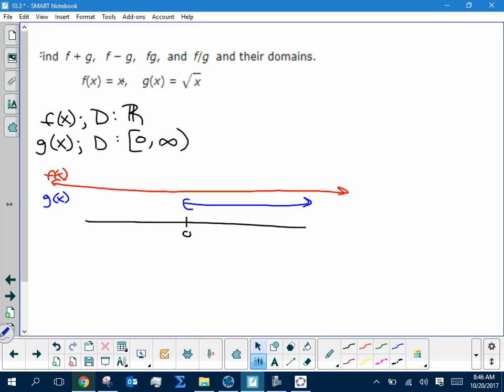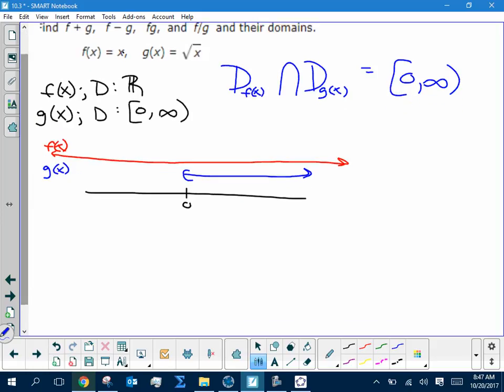Like if I write this kind of notation, domain of f of x intersect domain of g of x. I don't know if you'd ever see it written that way, but I just want to show you that we're intersecting the domains. That intersection of domains would simply be 0 to infinity. And that's going to be the domain for f plus g, f minus g, f times g, g plus f, g minus f, g times f. So let's go ahead and start adding these together.